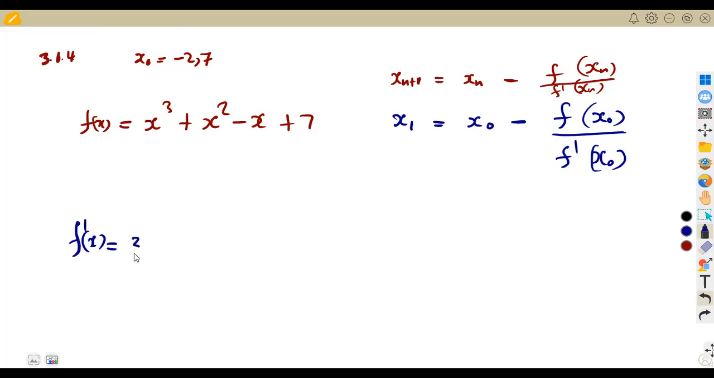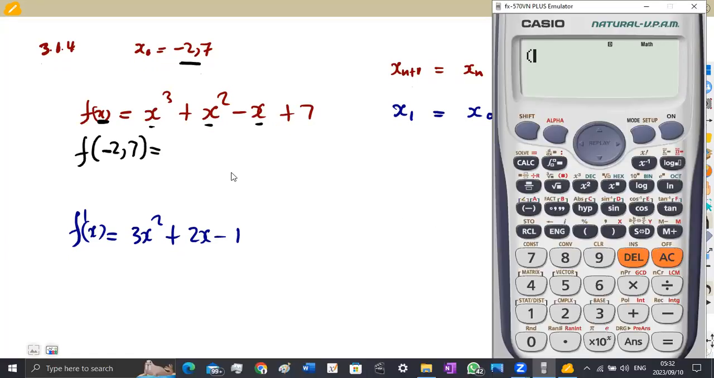Remember, our first derivative was 3x squared plus 2x minus 1. So on our first derivative, we are going to substitute the value of x, which is minus 2,7. Wherever there is x, it means we are going to substitute minus 2,7. So what am I trying to say? Let us see on our calculator here, where there is x. So this is x, which is minus 2,7.